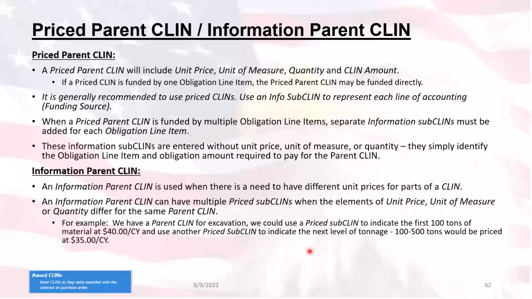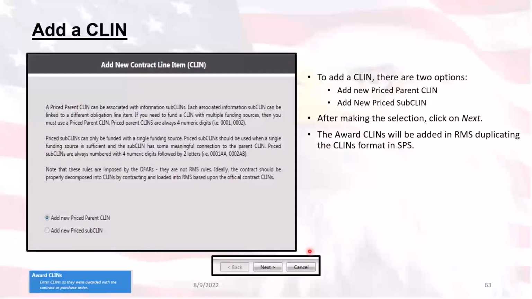I'm going to move on to when you click on add new award CLINs. This is what's going to come up. It's going to ask you, do you want a price parent CLIN or do you want a sub CLIN? Now, the biggest difference between the parent CLIN and the sub CLIN is that with a parent CLIN, you have the ability to link it to more than one funding account. With a sub CLIN, you do not. You can only link it to one and one only. So if you know for a fact that it's never going to be linked to anything else, you can use a sub CLIN. But if you know that it's probably going to be linked to a couple of different ones, then I would use price parent CLIN. And this is for your information. You can go through and read that, and it's talking about the various differences.